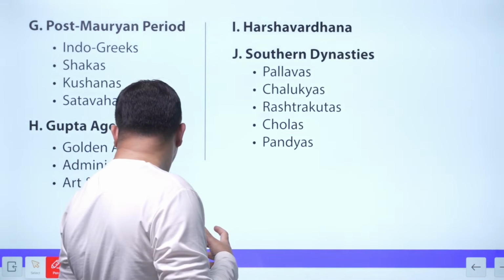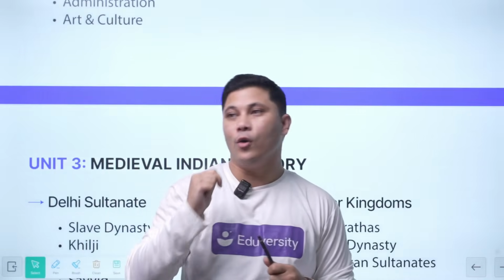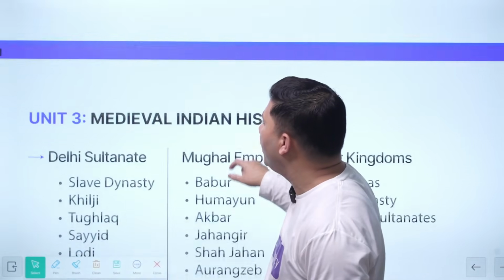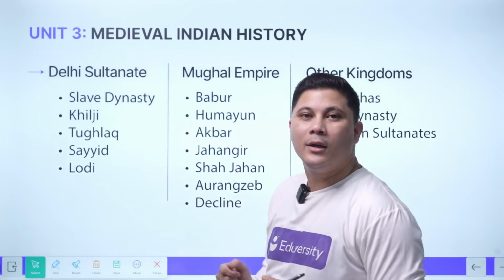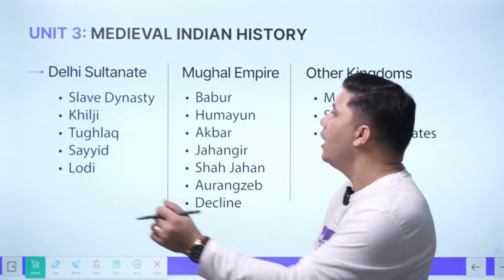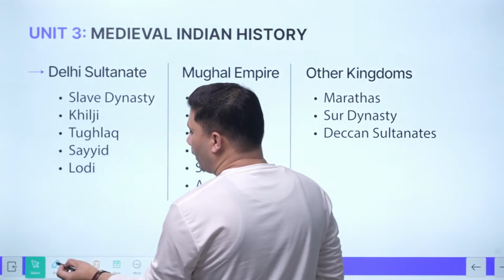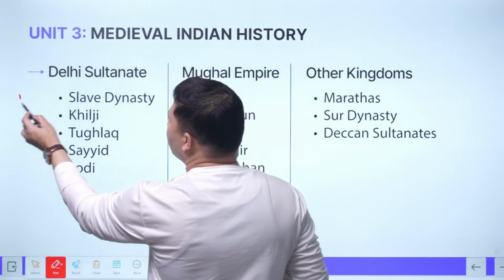Okay, so if you see here, this is how your ancient Indian history will look. Then in unit 3, we are going to study the medieval Indian history. In the medieval Indian history, we have to study the five dynasties, starting with the Slave dynasty.